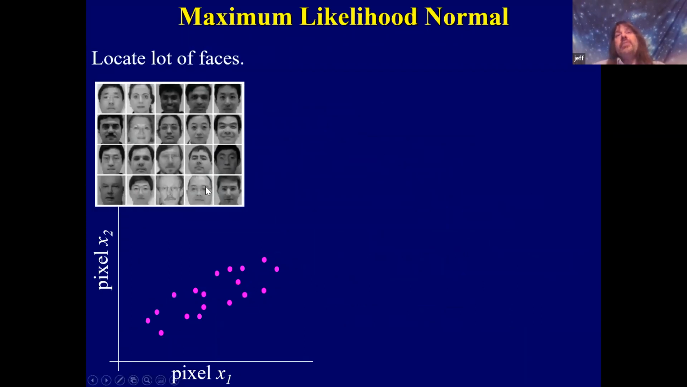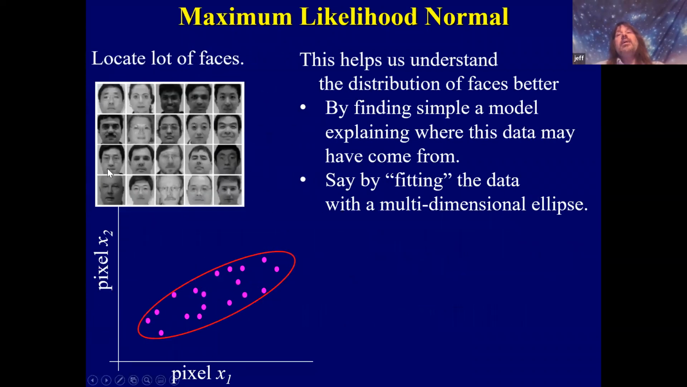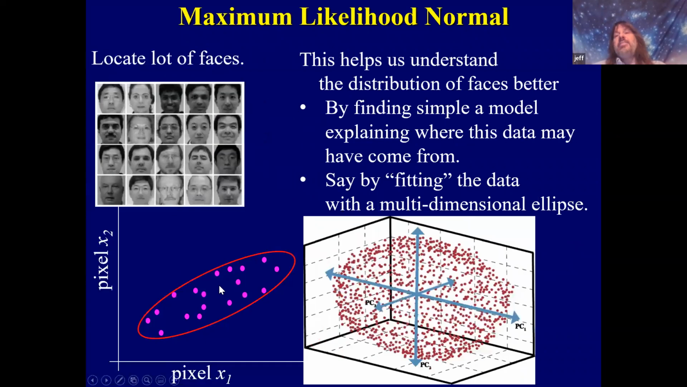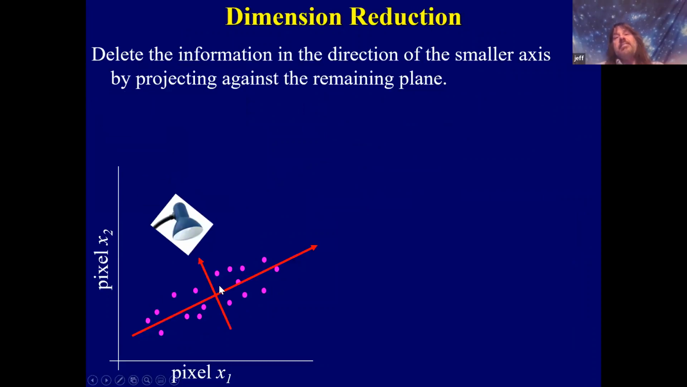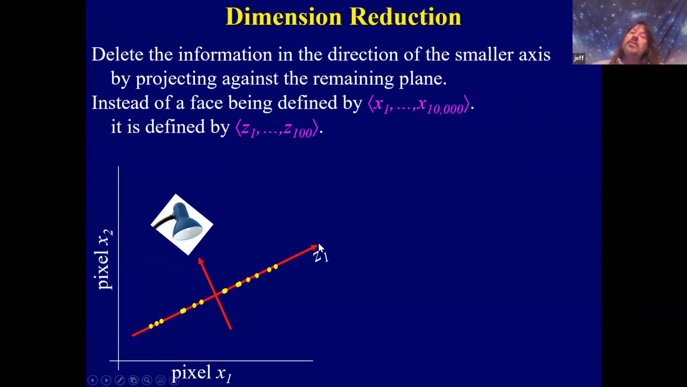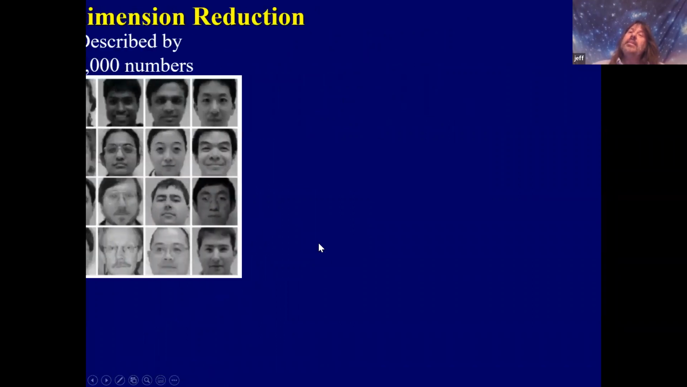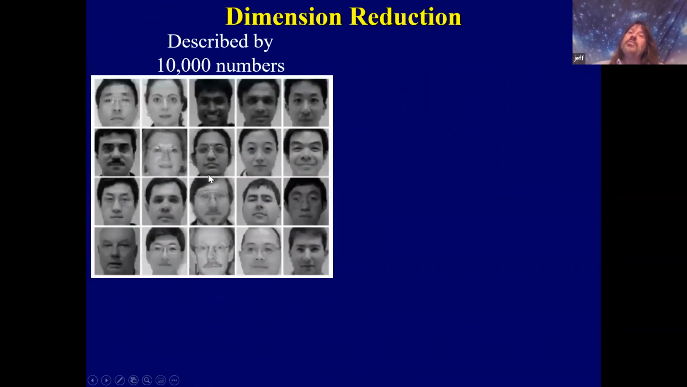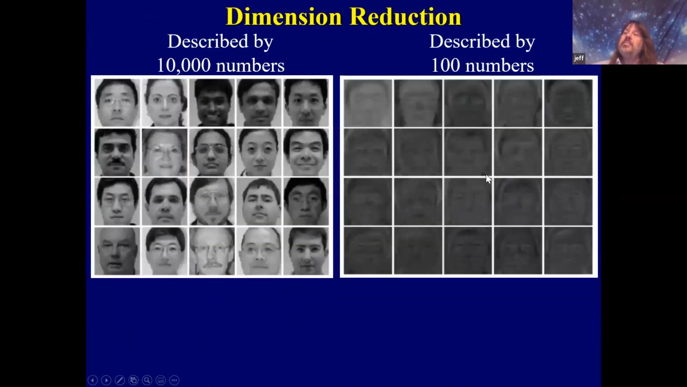And so now we have our faces. We use our faces to find our ellipse. And then, right, there's our ellipse. And then we project it down onto the axes that seem most relevant. And that is what took these images and turned them into these images, which is the way that people recognized faces back in the 80s.